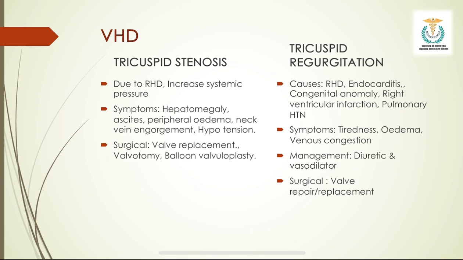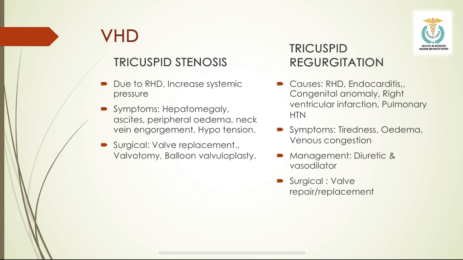Tricuspid stenosis and regurgitation. Tricuspid stenosis is mainly due to rheumatic heart disease and increased systemic pressure. Because of this, it can lead to tricuspid stenosis, and symptoms can be hepatomegaly, that is enlargement of the liver, ascites, peripheral edema, neck vein engorgement, and hypotension. It is hypotension, not hypertension, in tricuspid stenosis. Surgically, valve replacement, valvotomy, and balloon valvuloplasty can be done.